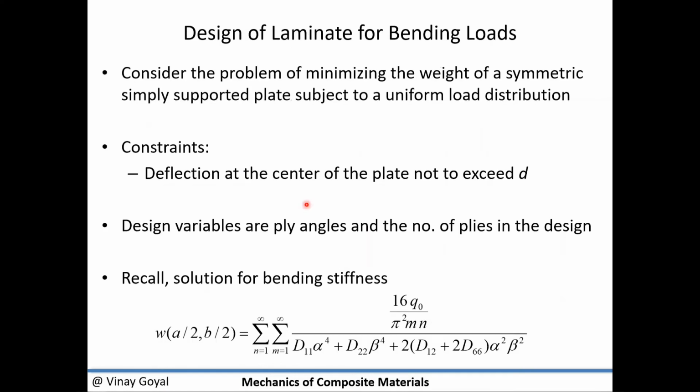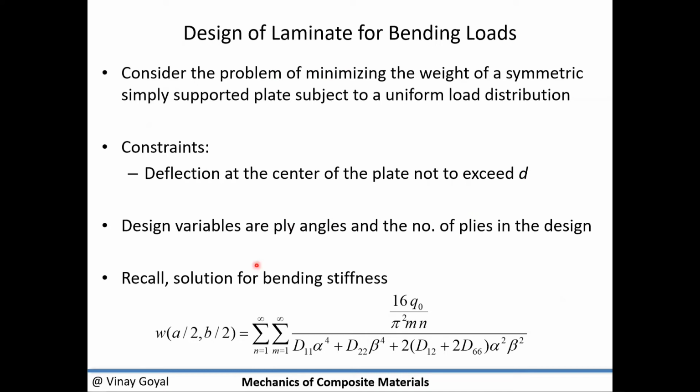So what if I want to design laminates for bending loads? Consider the problem of minimizing the weight of a symmetric, simply supported plate subject to a uniform load distribution. The deflection of the center, I don't want that to exceed a value of D. And so the design variables are ply angles. And then you also have the number of plies in the design.